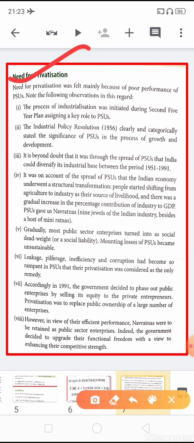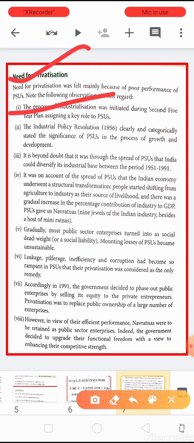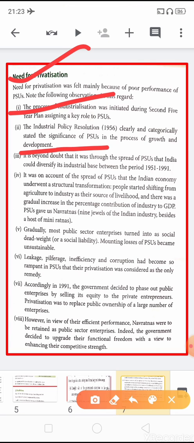Children, as we all know, the need of the privatization was felt basically because of the poor performance of the public sector undertakings, and in this regard we can understand that the policy of industries initiated during the second five-year plan assigned a key role to public sector undertakings. The Industrial Policy Resolution 1956 clearly and categorically stated the significance of the public sector undertakings in the process of growth and development. And you all know that most public sector undertakings turned into a social dead weight, that is a social liability, with mounting losses which became unsustainable.